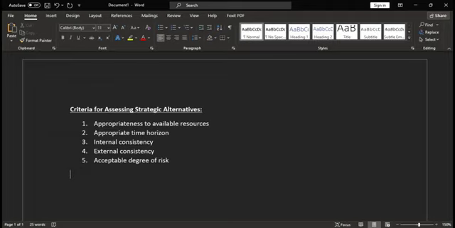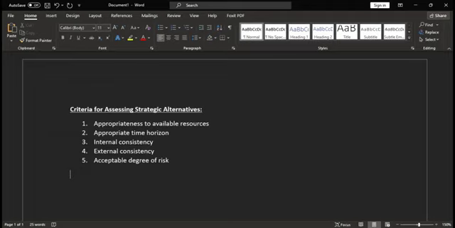The fourth is the external consistency. Strategies must also be evaluated against the static and dynamic forces of the external environment. A coping strategy must be capable of arresting threats while utilizing profitable opportunities. A strategy that cannot do this is unfit.